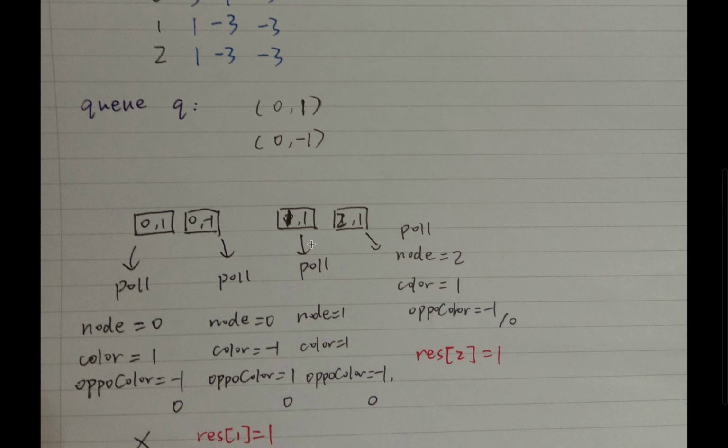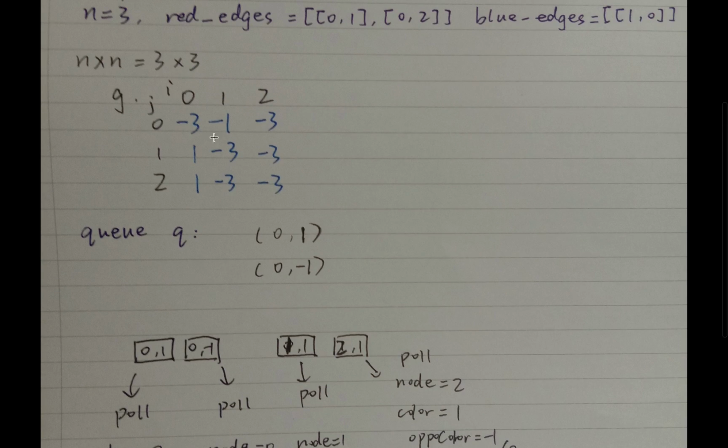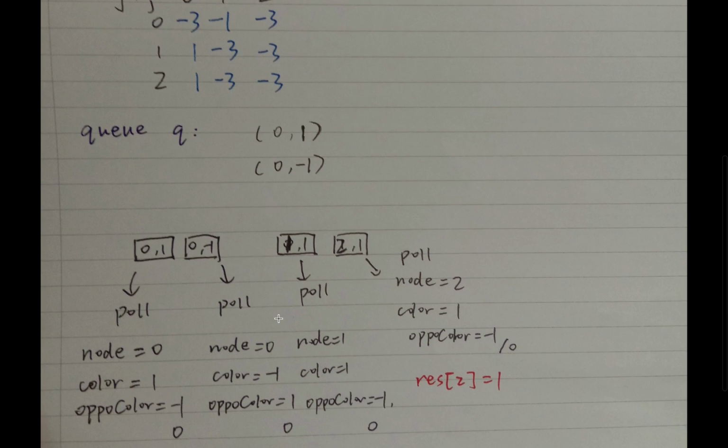And then we keep pulling from this queue. The node is 1, the color is 1, the opposite color is negative 1. And we try to find negative 1 and 0 in this matrix. The row is 1. The column is 1. Which we needed to find the negative 1. Yeah, we find this value. But you know that the result 0 will always be 0, so we cannot update this value. But just keep doing this breadth-first search.